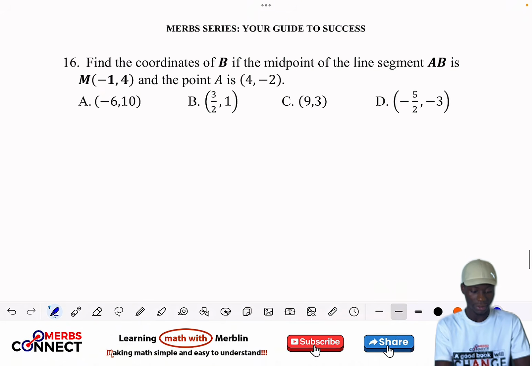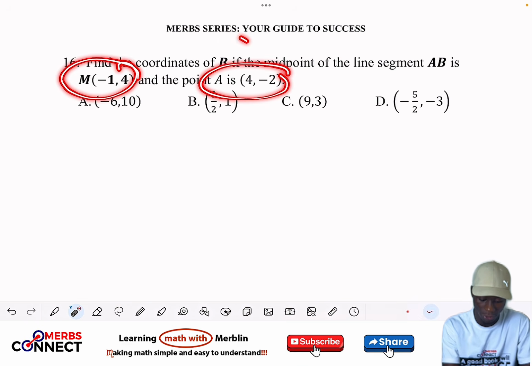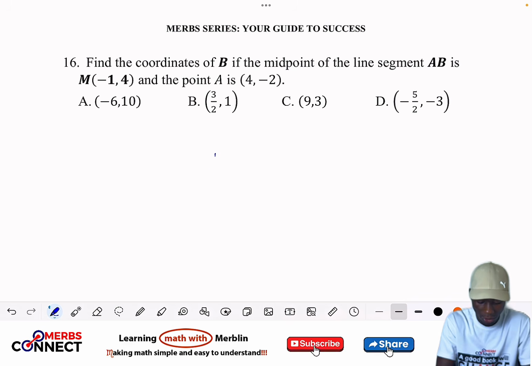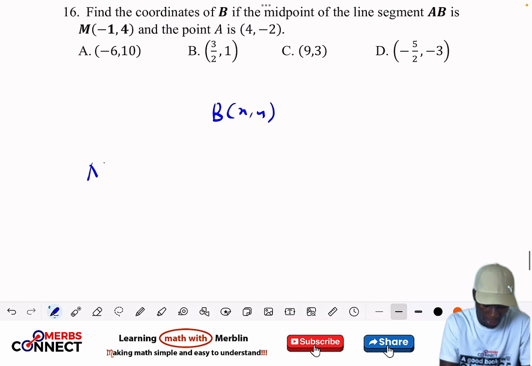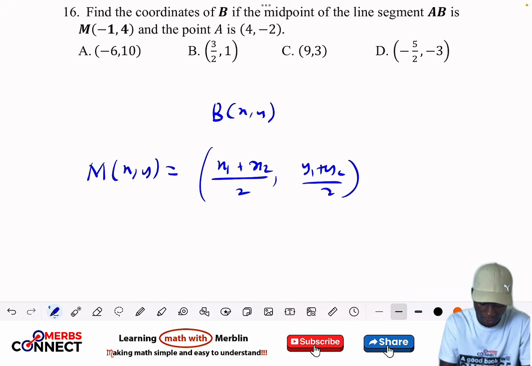Let's look at question 16. Find the coordinate of B if the midpoint of the line segment is given. Okay, so we have the midpoint and we have A. So we need to find the coordinate of B. Let's assume that the coordinate of B is x and y. So the midpoint is equal to x1 plus x2 divided by 2, y1 plus y2 divided by 2.